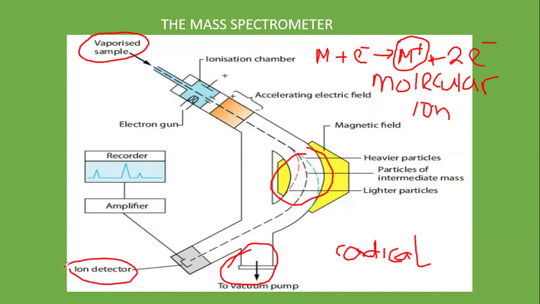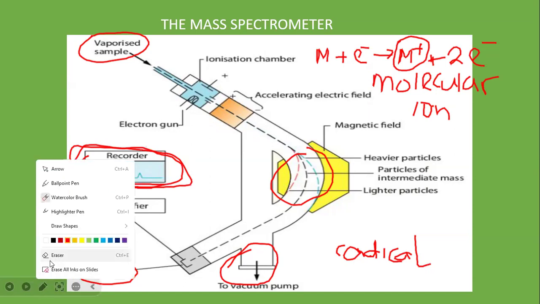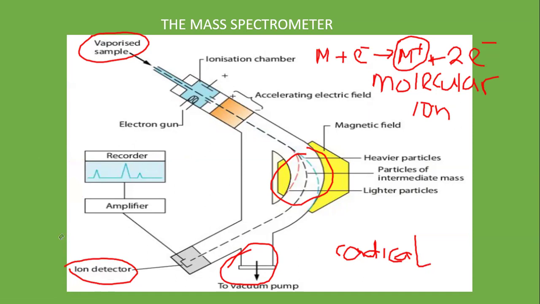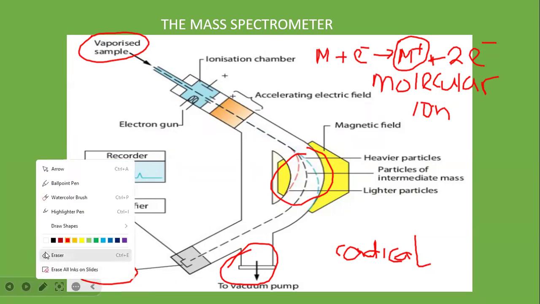Once the ions, the molecular ion peak or the fragmented particles, get to the ion detector, the signal is amplified, and the mass spectrum is produced in a recorder. The mass spectrum produced can be analyzed further. Like this one now, we're having 3 peaks. What is the meaning of that?